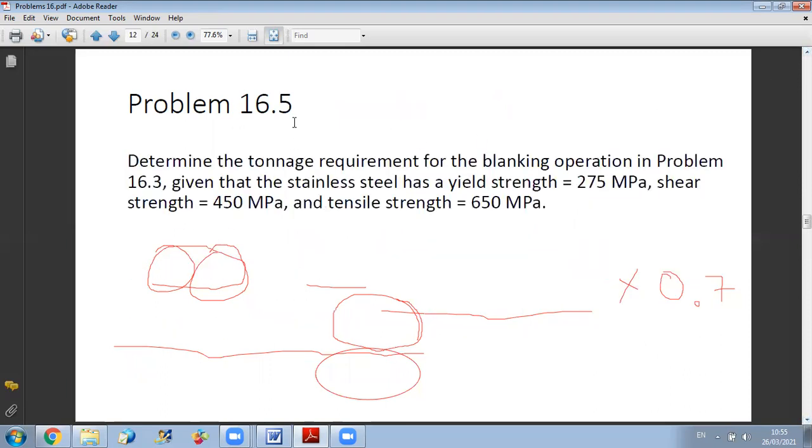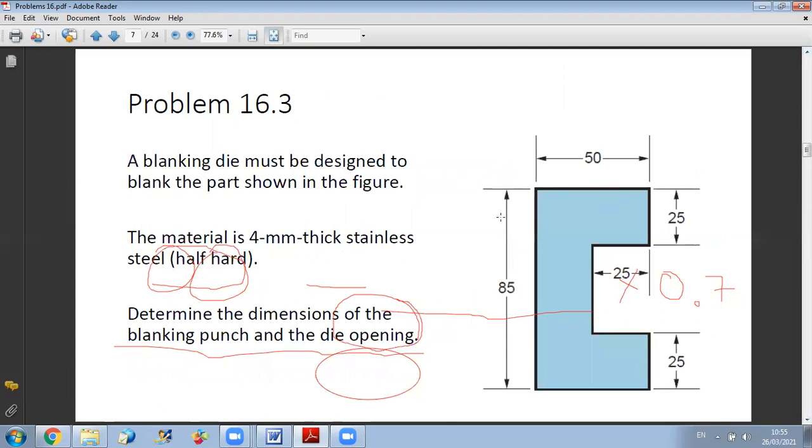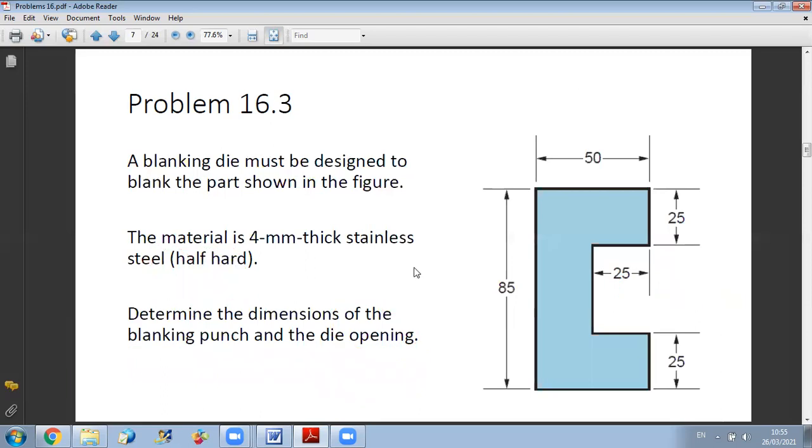In problem 15.5, we want to determine the tonnage requirement for the blanking operation in problem 16.3. We have already done problem 16.3. We have calculated the clearance, and we know the dimensions of the die. Just one thing: when you calculate the cut length, the clearance effect can be neglected. Since it's a blanking operation, you consider that the cutting length is equal to the dimensions here, so no need to take into account the clearance effect.